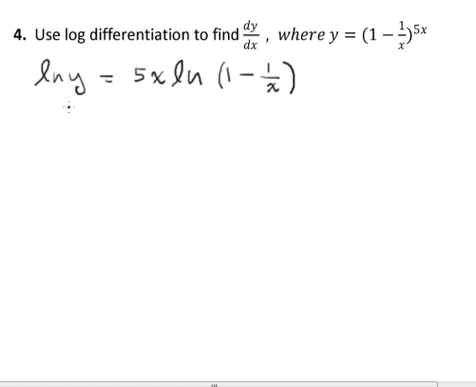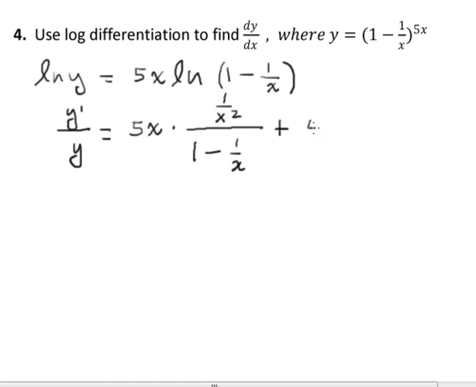Okay, now we'll differentiate both sides. On the right-hand side, use the product rule. So here's the first times the derivative of the second. Okay, put this in the denominator. The derivative of this expression goes here. And then we have the derivative of 5x is 5 times the second function.